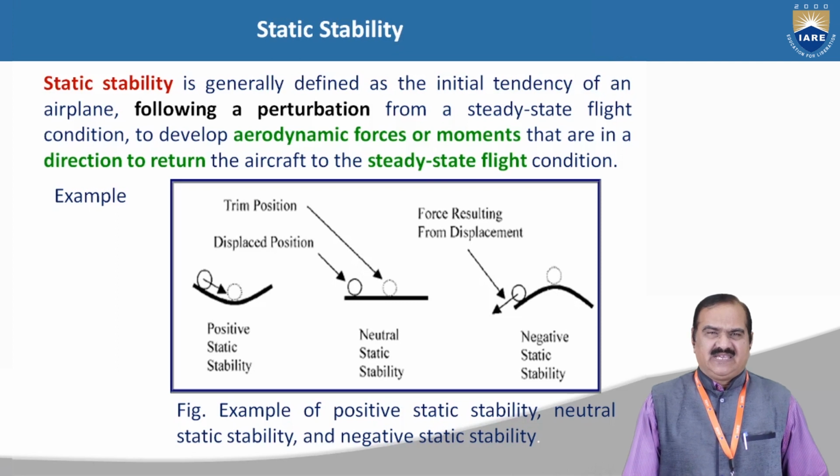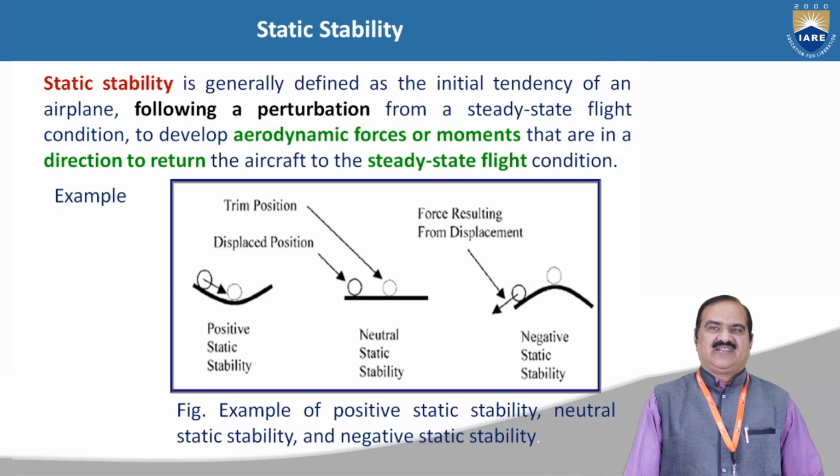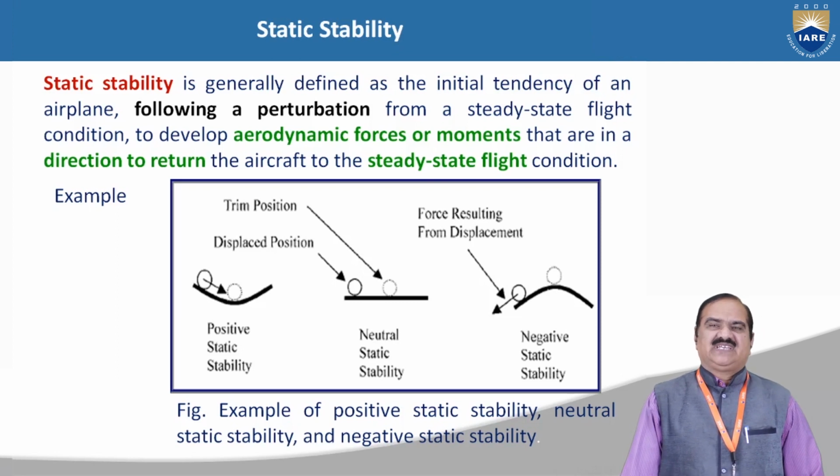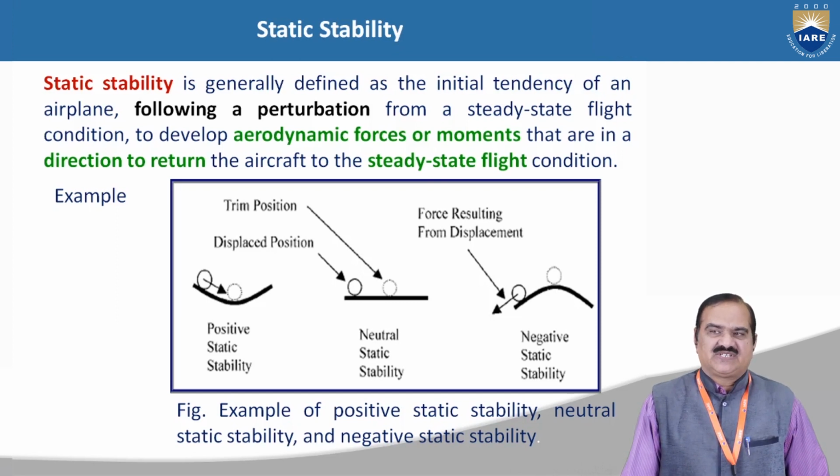Static stability is generally defined as the initial tendency of an airplane, following a perturbation from a steady state flight condition, to develop aerodynamic forces or moments that try to return the aircraft to its steady state condition. This is the definition of static stability, and here I have a diagram in which I have shown the three types of static stability. One is positive static stability, another is neutral static stability, and the third is negative static stability, also called instability.